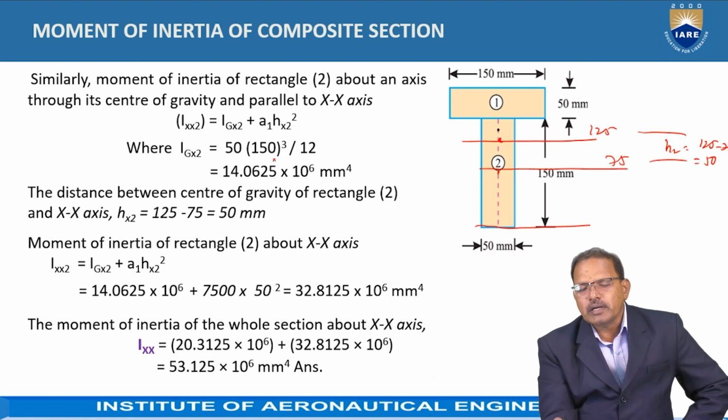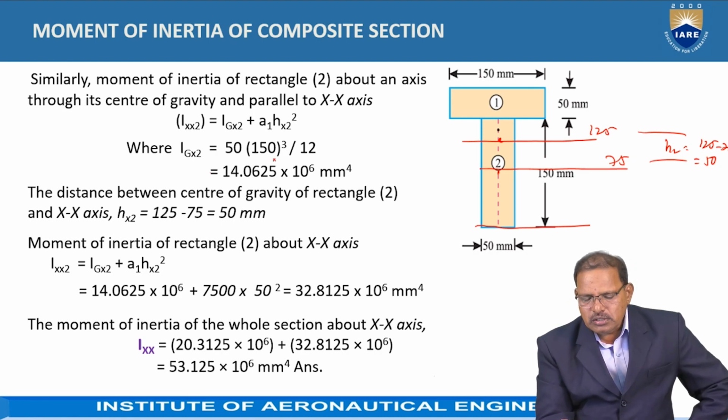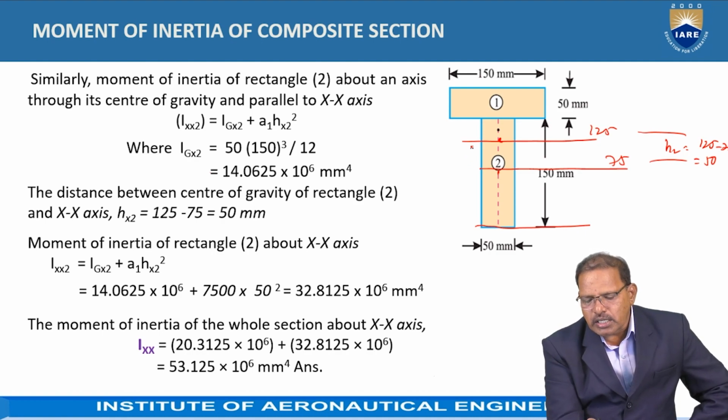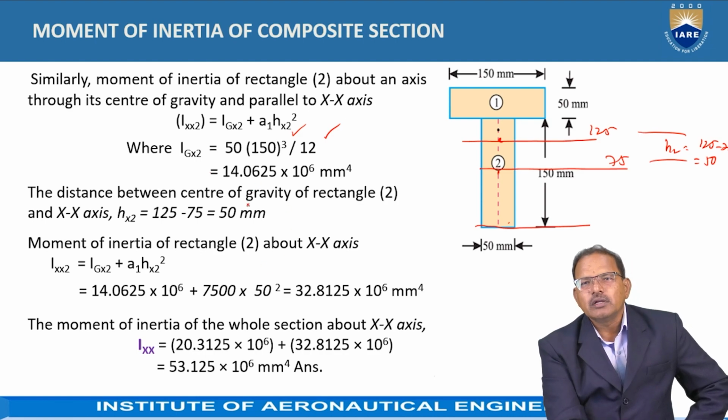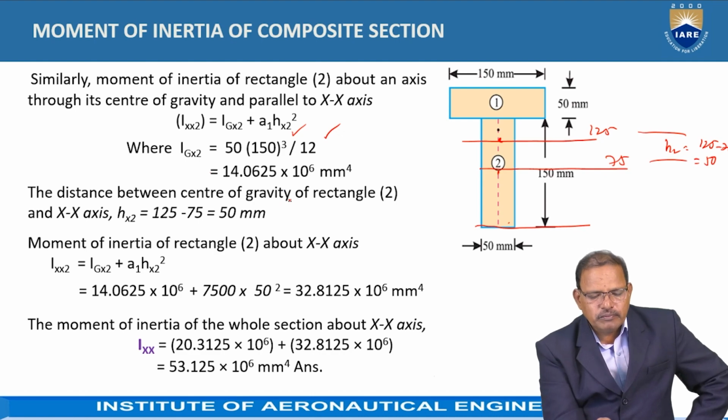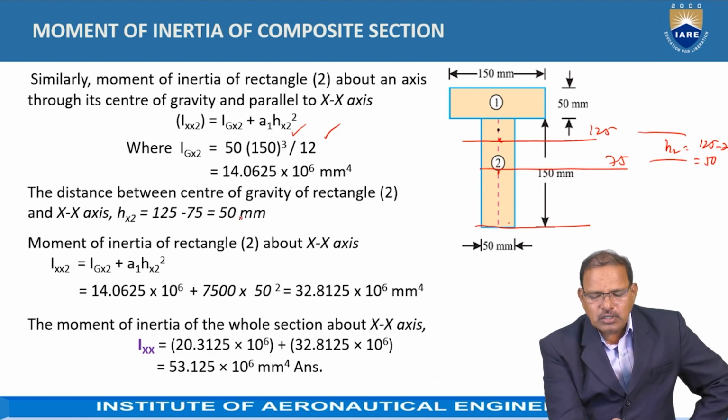Igx2 is the moment of inertia of rectangle 2 about the parallel axis passing through its center of gravity. Since the drawn lines divide the 150 into two parts, it is equal to 50 into 150 cube divided by 12, which is equal to 14.0625 into 10 to the power of 6 mm to the power of 4. H2 is equal to 125 minus 75, which is equal to 50 mm.